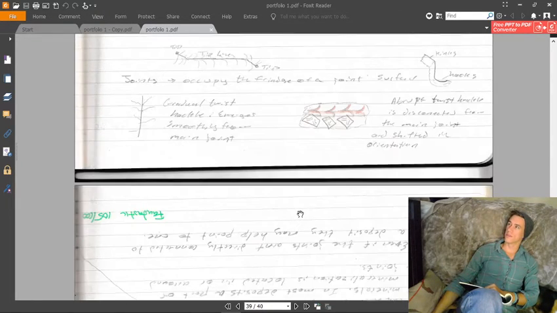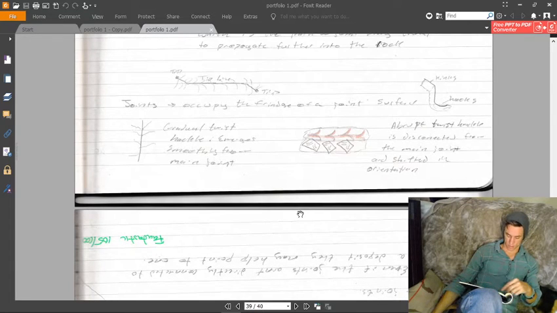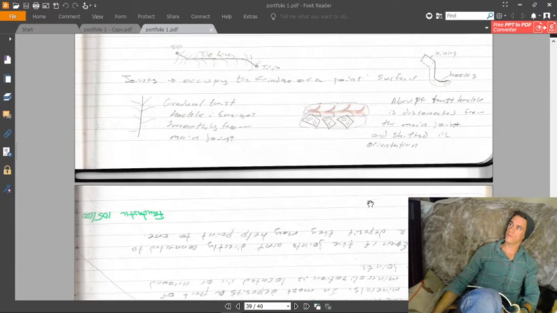Geology is usually pretty self-explanatory. Let's see. Joints occupy the fin. Gradual twist. Yep. Abrupt twist. Yep. So this is basically just saying different kinds, like how you'll see them in the field.